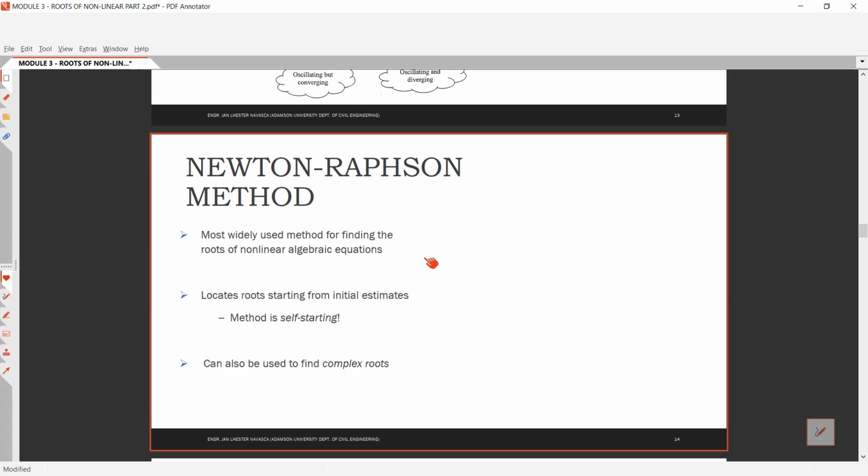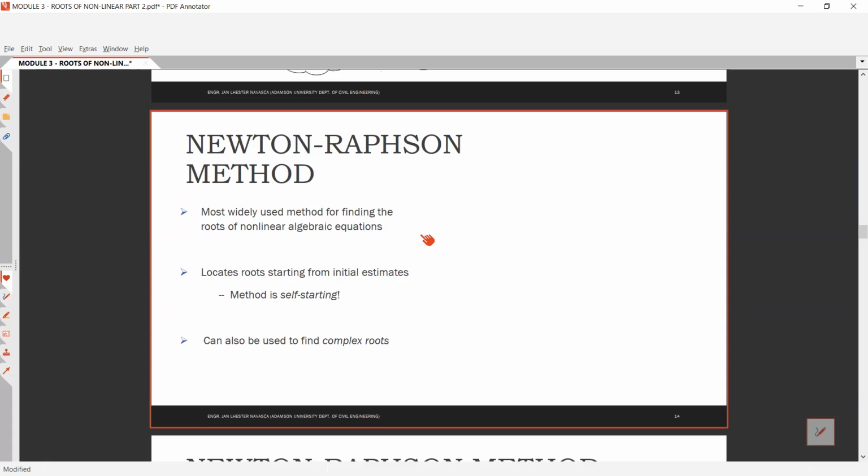Okay? So I just want you to understand deeply lang itong numerical solutions in getting the roots. So kunwari, dumating yung time na magti-take na kayo ng board exam and pinagbawal na talaga yung paggamit ng calculator na may shift solve, hindi kayo matatakot, okay? You will get the roots of the equations. Okay. So for the Newton-Raphson method, it is the most widely used method for finding the roots of a nonlinear algebraic equations. Okay. It will locate the roots starting from initial estimate. So method is self-starting. Okay. So it can also be used to find complex roots.